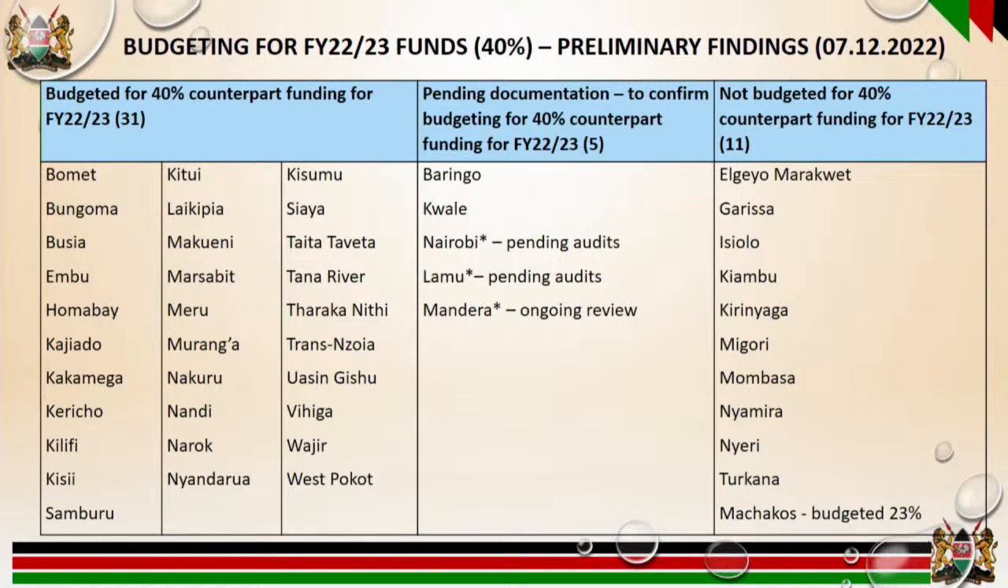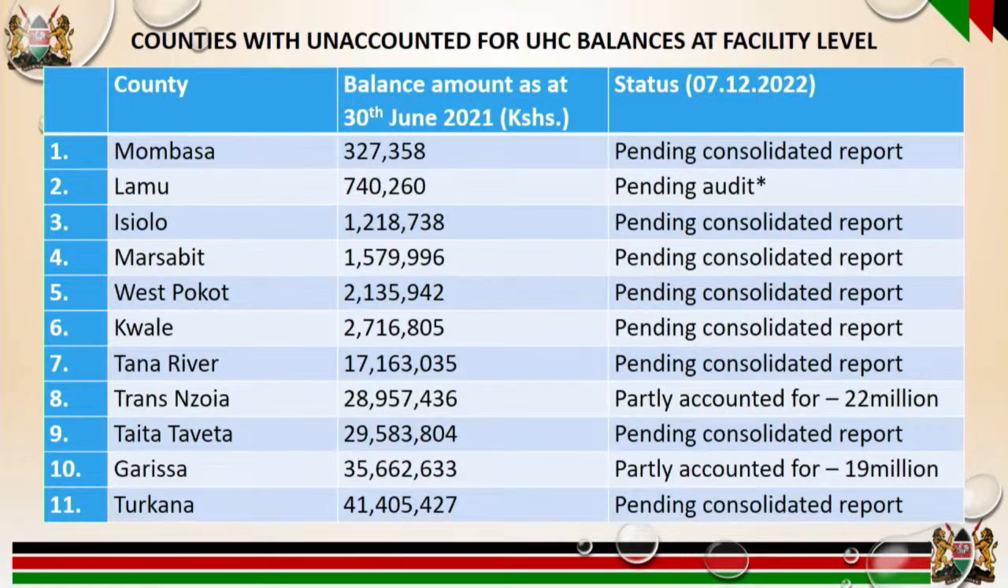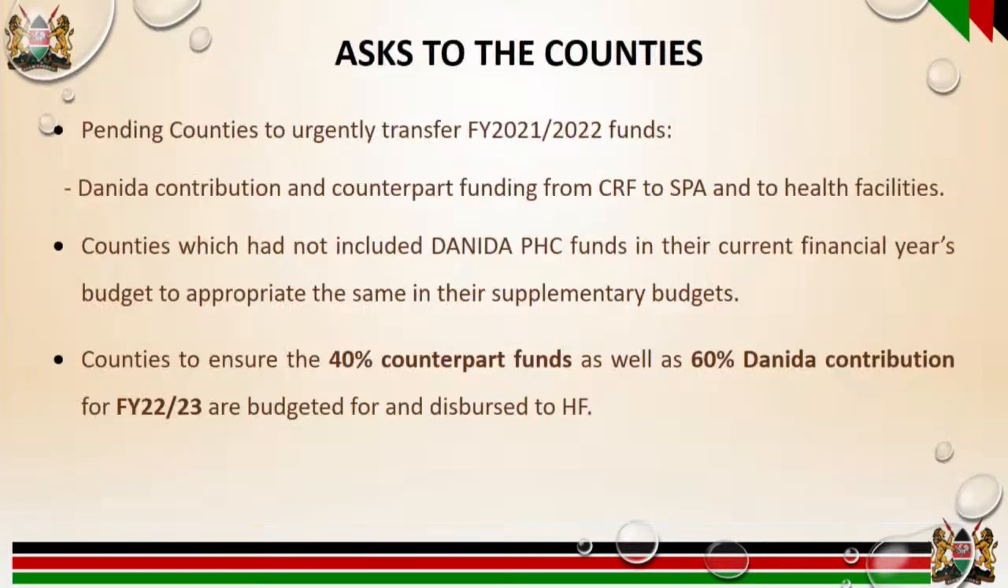Elgeyo Marakwet, Garissa, Isiolo, Kiambu, Kirinyaga, Migori, Mombasa, Nyamira, Nyeri, Turkana, and Machakos, you budgeted 23%. You need to have that ramped up to 40%. This you'll be able to look at as I share the slides. There are some unspent balances from the previous UHC grant. Kindly for those counties, we put the amount and also the status as at 7th of December. So you'll be able to look at this as we move on.